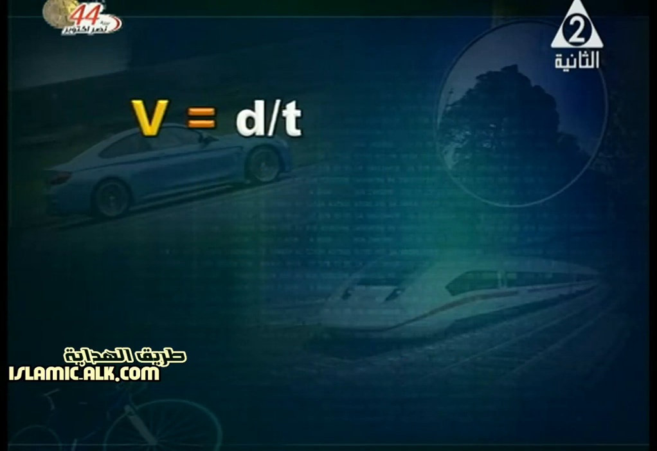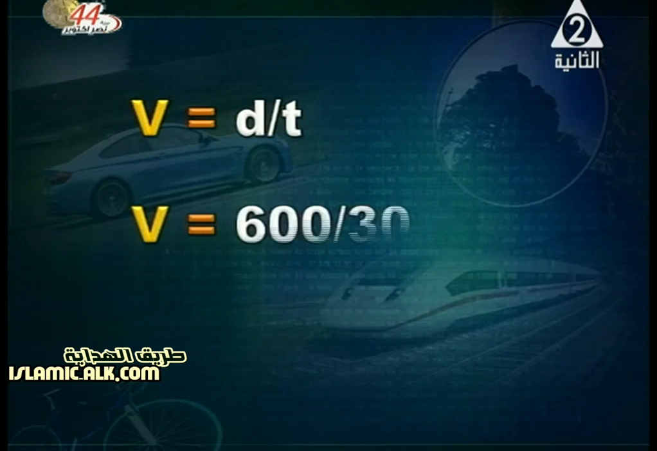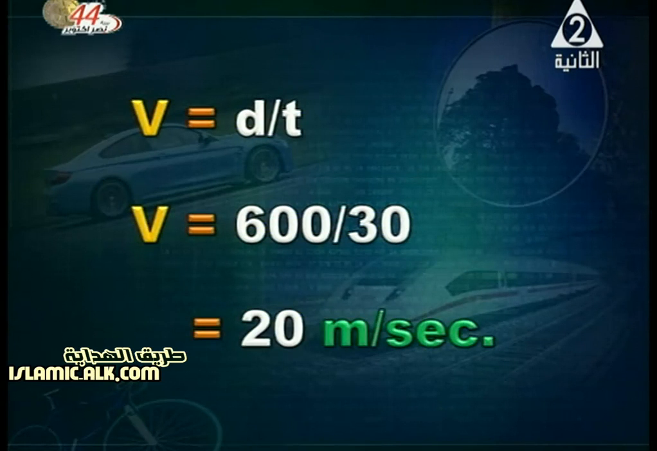Here, V equals D per T. It means delta D over delta T. Can be, why not? The answer here is 600 per 30. What's your answer for this case? Directly we catch this. Look, 20 meters per second. It's good to say that.